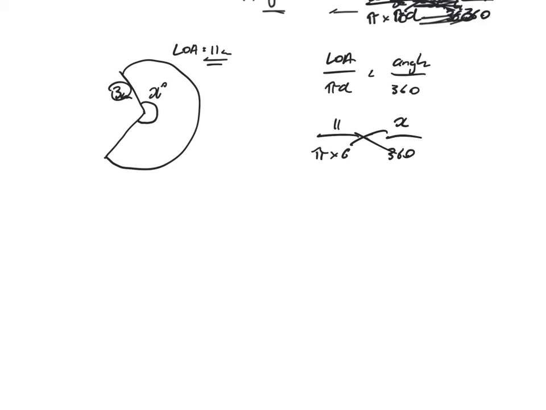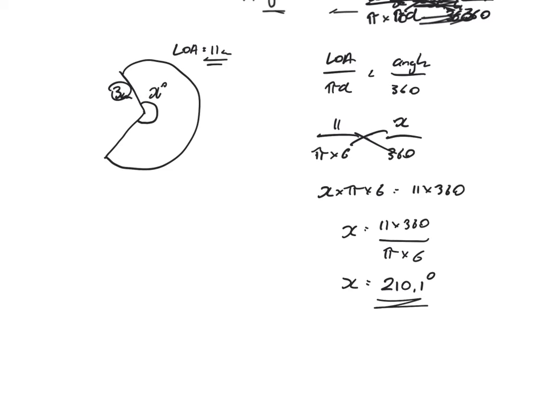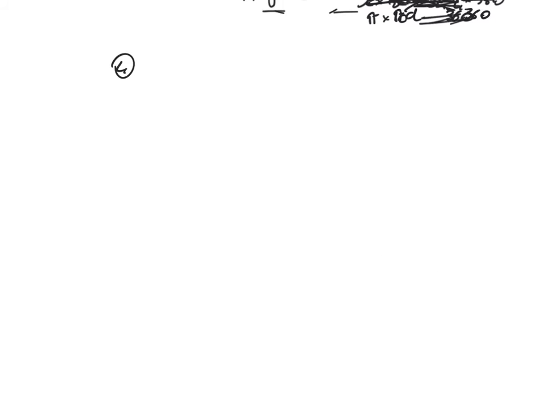Cross multiply: x times pi times 6 is equal to 11 times 360. I then bring the pi times 6 down and divide, and that will be x equals 11 times 360 over pi times 6. Enter it carefully in the calculator. To one decimal place, that will be 210.1 degrees.